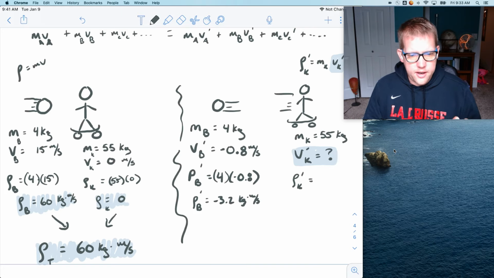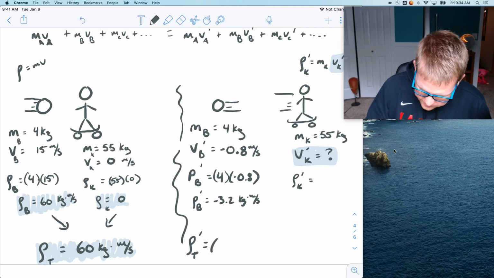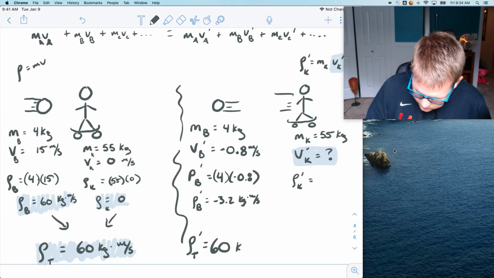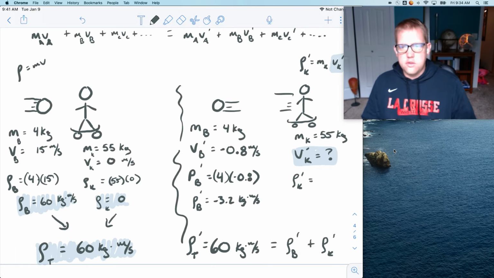All right, so we got that. So how is this beneficial? Well, remember that the momentum before has to equal the momentum after. So what is the momentum after the collision? Well, it's also going to be 60. And that's going to be equal to the momentum of the ball after plus the momentum of the kid after. You still with me, I hope?